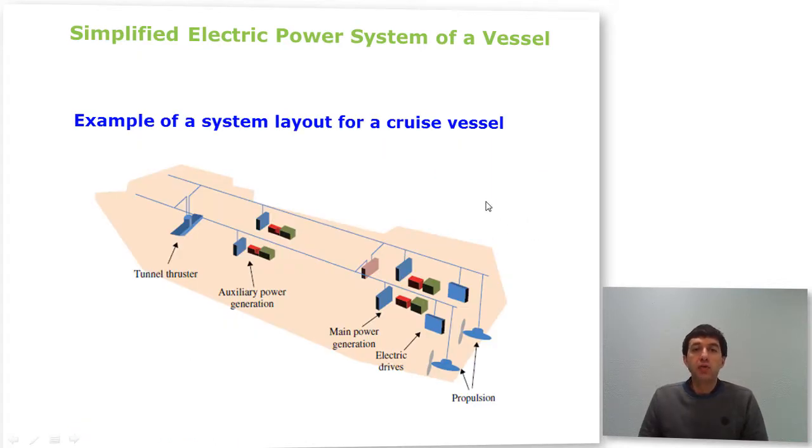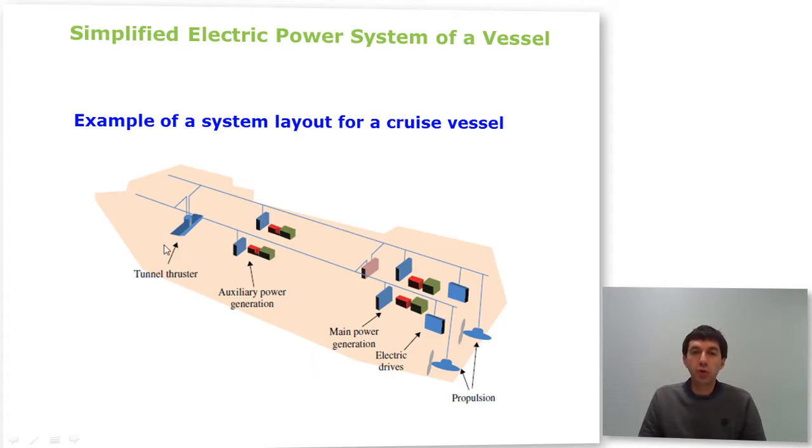So here we have an example of a system layout in a cruise vessel, in which we can see that we have two propulsion units, and here we have one tunnel thruster. Here we have the two physically separated electrical buses. Here we have the two separate electrical drives to supply these two propulsion units. And here we have the main power generation. And also we have here, located in another part of the vessel for security and availability reasons, the auxiliary power generation.